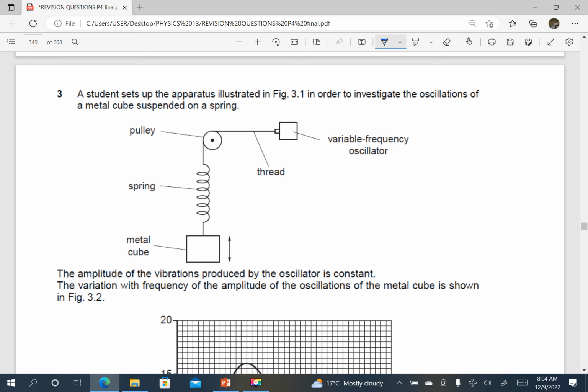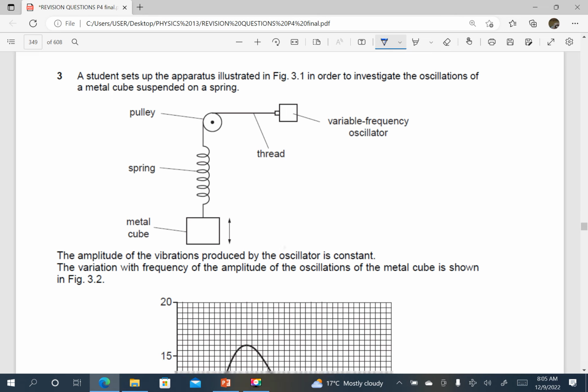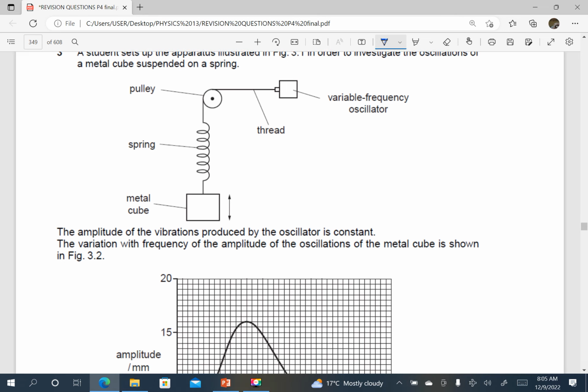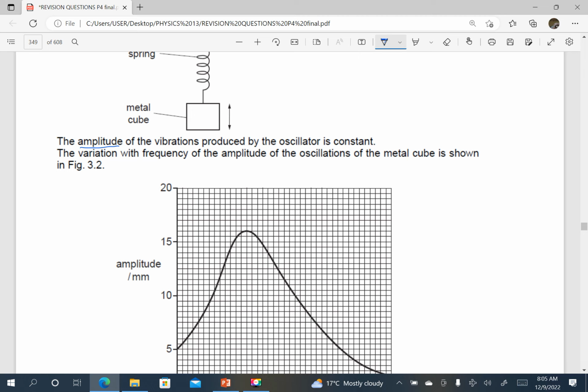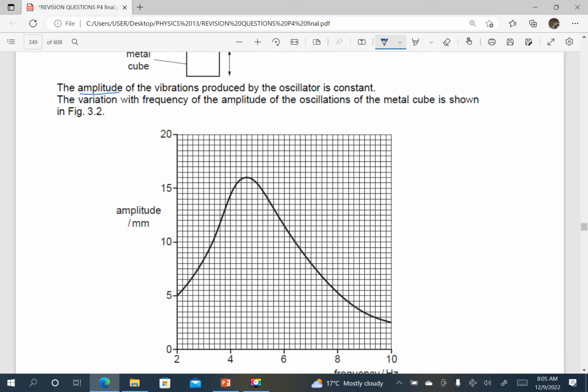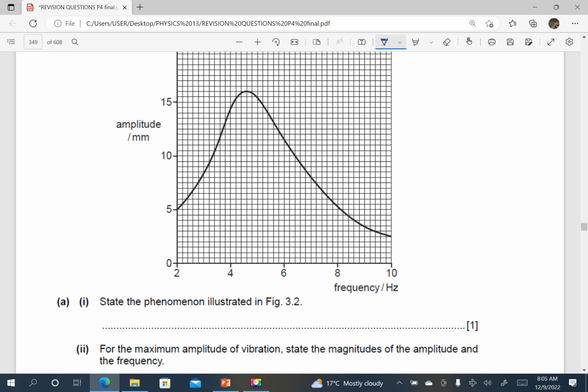A student sets up the apparatus as illustrated in the figure in order to investigate the oscillations of a metal cube suspended on a spring. The amplitude of the vibrations produced by the oscillator is constant. Amplitude is constant, that is the maximum displacement. The variation with the frequency of the amplitude of the oscillations of the metal cube is shown here. State the phenomenon illustrated in the figure.